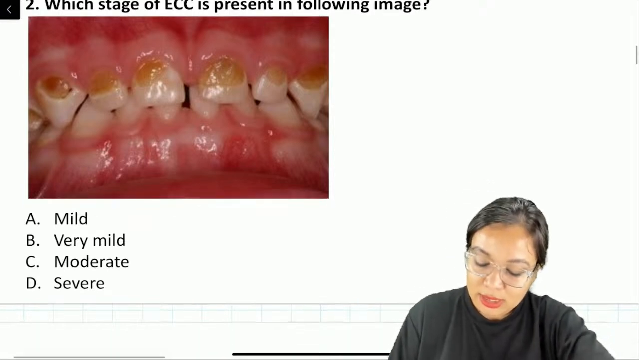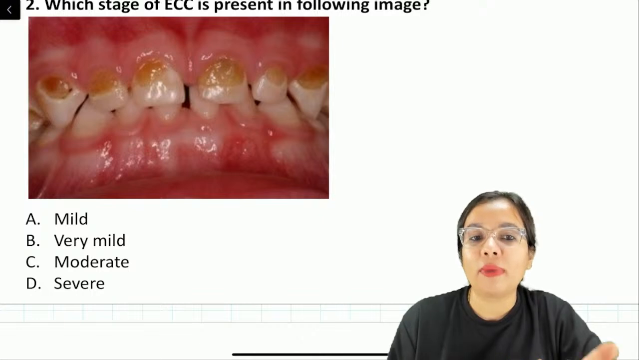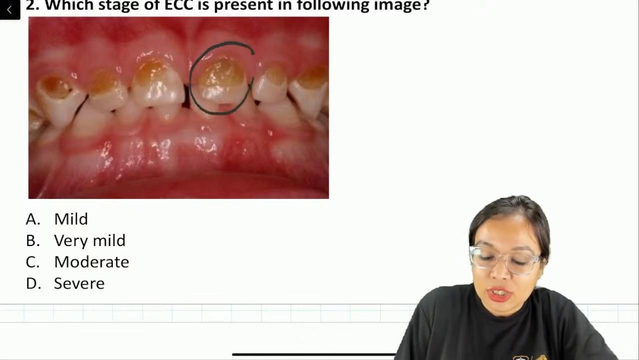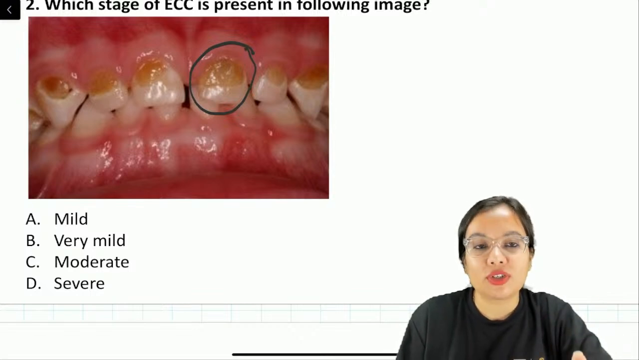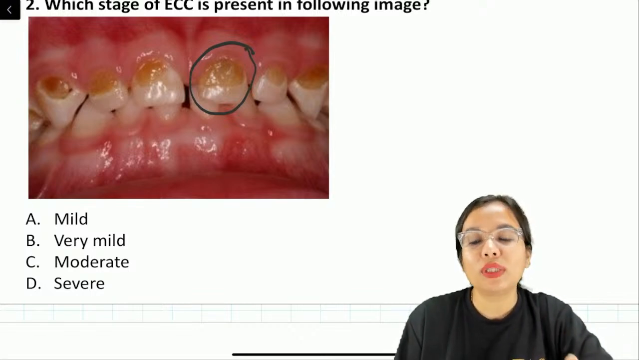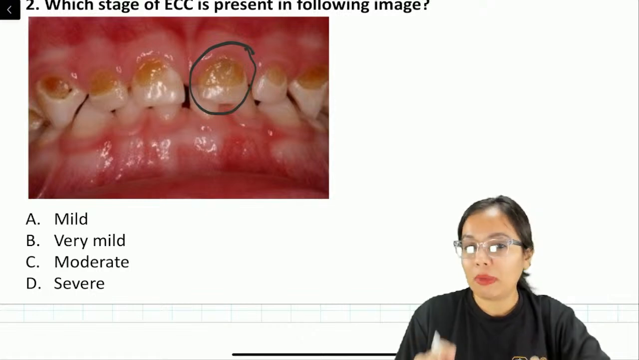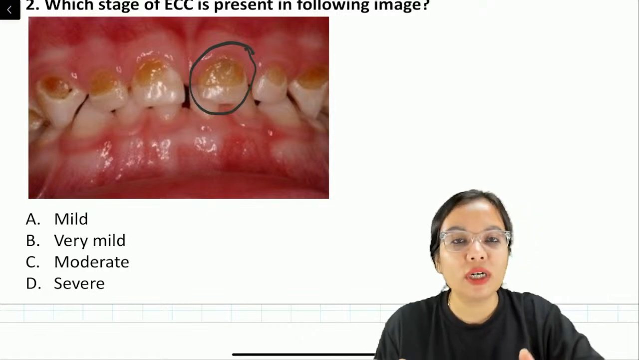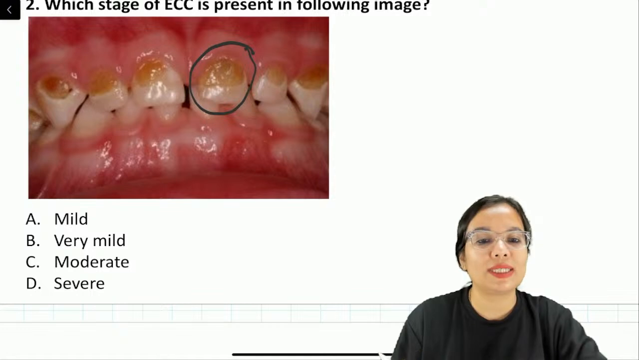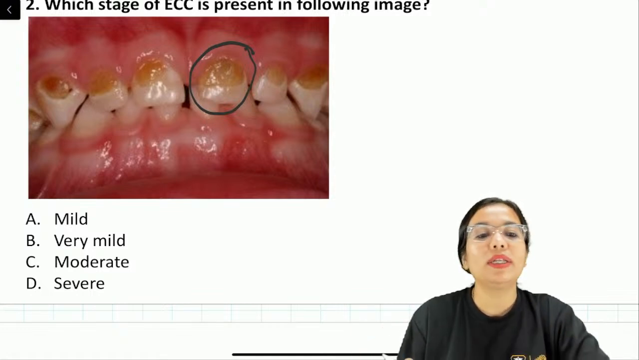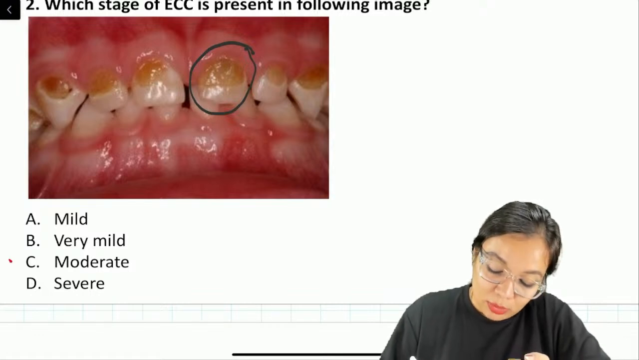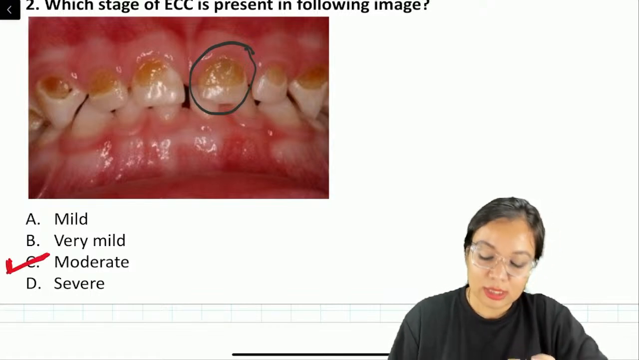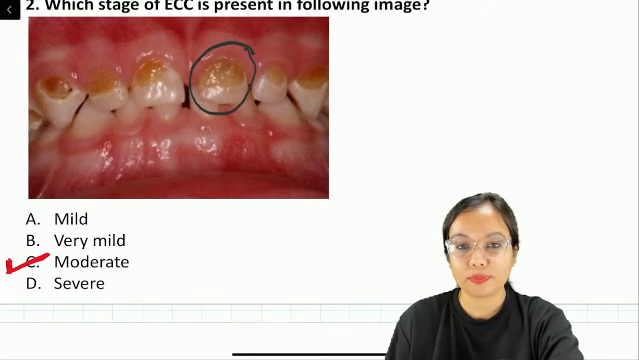Right, so the answer here, obviously it is not mild because there is discoloration on the surface of the tooth. There is a little cavitation, destruction of the surface of the tooth that can be seen. So it is not mild or very mild, neither is it severe, because gross destruction is not seen, and involvement of lower incisors is not seen. So it is not severe. So the answer undoubtedly becomes moderate. So the answer here is C, that is moderate.